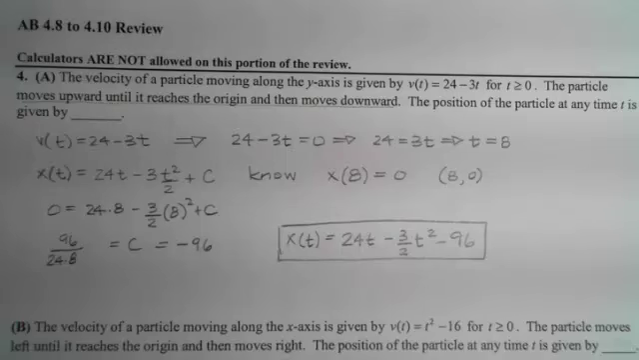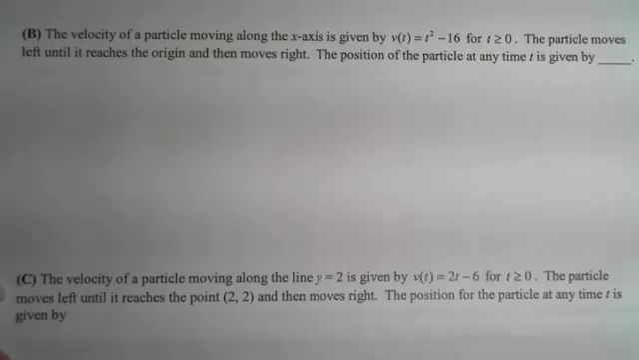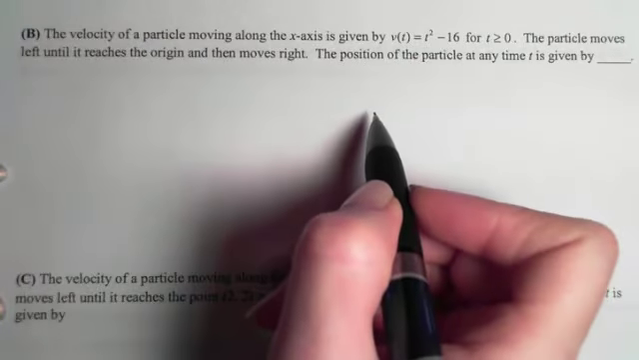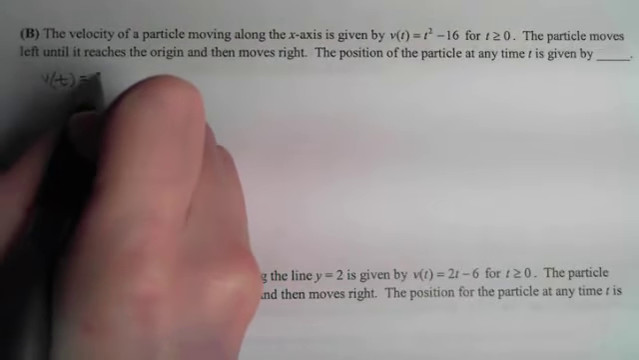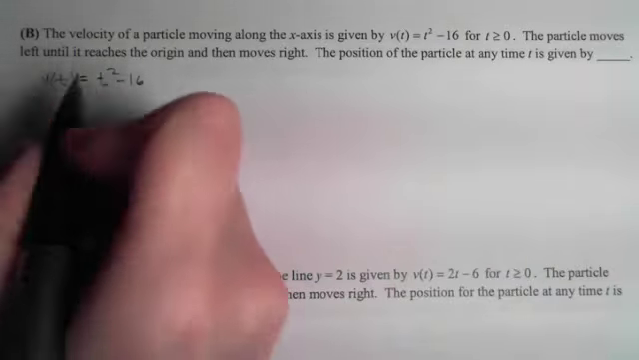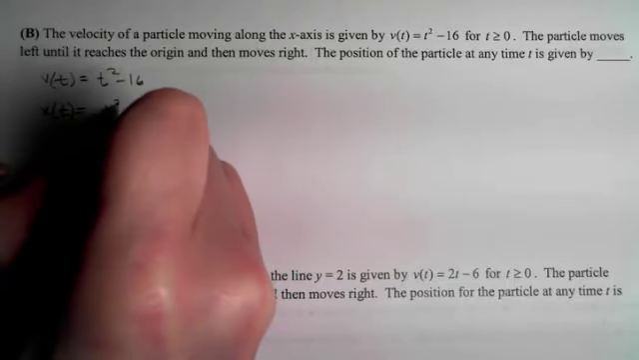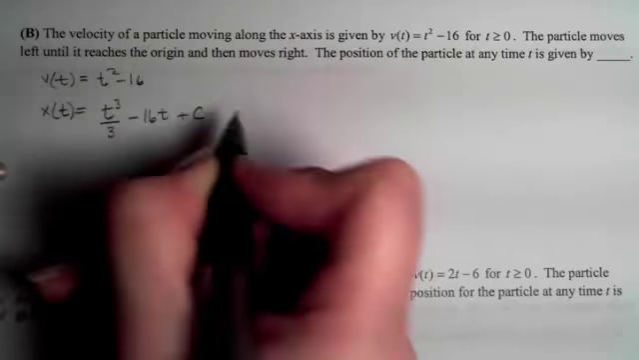Okay, so let's look at part B, which appears to work the exact same way. We've got the velocity, and it moves left until it reaches the origin and then it moves right, so that means we're changing direction, or the velocity will be 0, and the position is given by the antiderivative of this, nailed down by the given point. First we can write down the velocity, which is t squared minus 16, and the position function, which will be the antiderivative of this. Add 1 to the power, divide by 3, minus 16t plus some constant.